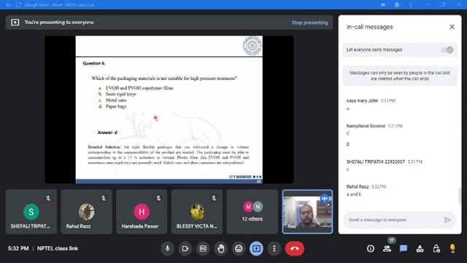Okay, so the answer will be D. Airtight flexible packages that can withstand a change in the volume corresponding to the compressibility of the product are needed. The packaging material must be able to accommodate up to 15% reduction in the volume. Plastic films like EVOH and PVOH and sometimes semi-rigid trays are generally used, but metal cans and glass containers are not preferred. So the answer is D.